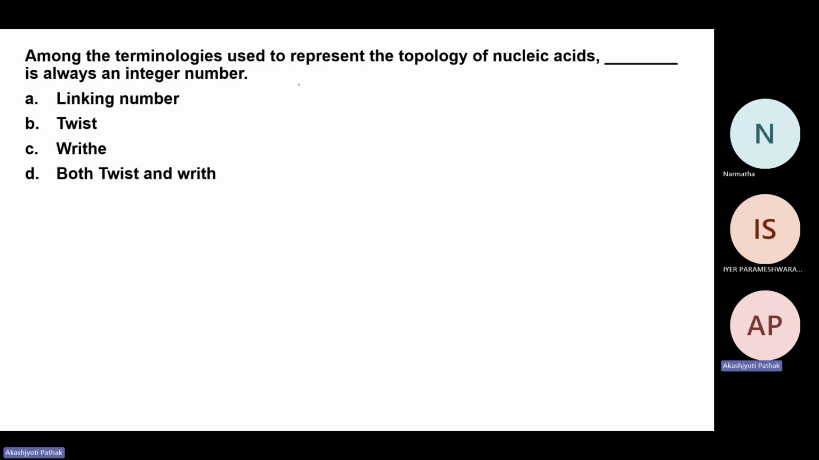Now try to answer this question. Among the terminologies used to represent the topology of nucleic acids, a dash is always an integer number. So we discussed this just now.